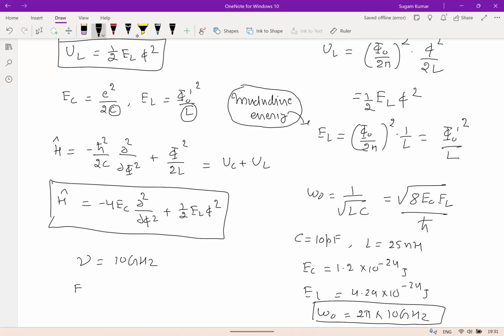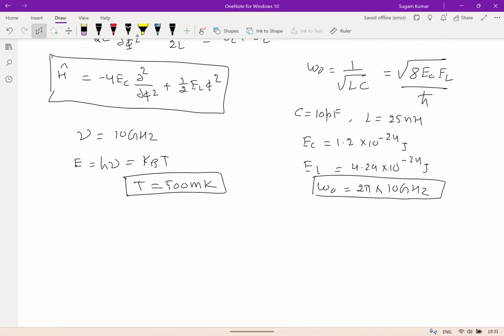And if you calculate the energy h nu and compare with kBT, and from there you find the temperature, the temperature comes out to be 500 millikelvin. It means that this separation which I was talking about, so look at here, this is also equal to E equal to h cut omega.